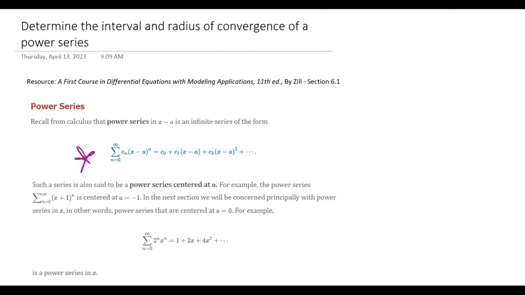For example, if I had this as my power series, meaning like x raised to the power of n, we would say that this is centered at a equals -1. Most of the time, what we're going to be looking at in our series is centered at a equals 0. For example, this one right here.